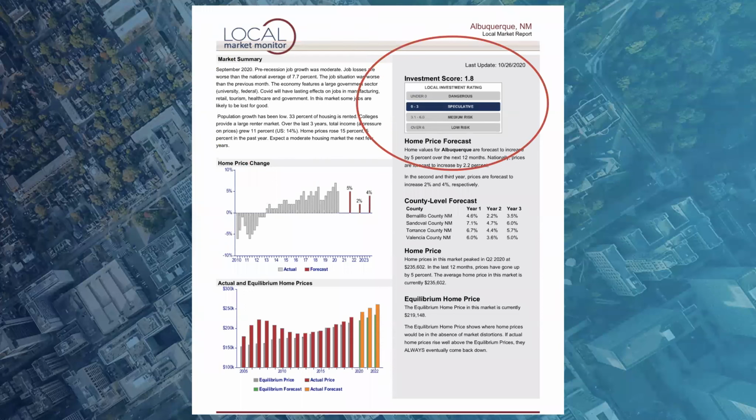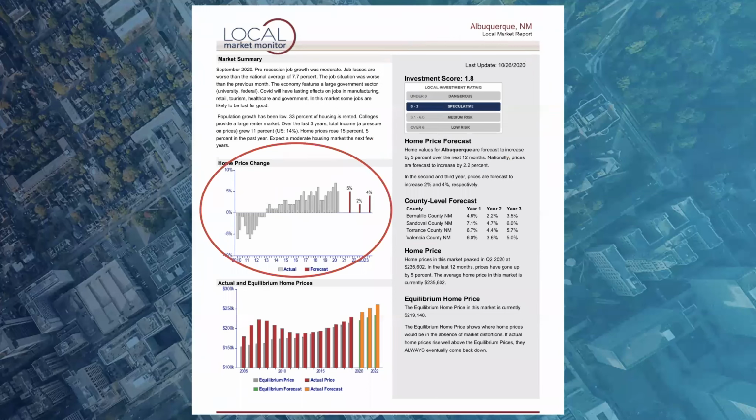The investment score and local investment rating are the overall summary of the balance between opportunity and risk in a market. The score is a formula that considers population and job growth, unemployment, home prices, our price forecast, and right now, several factors specific to the COVID recession. The score and ratings don't mean a market is good or bad, just how much risk an investor should expect.